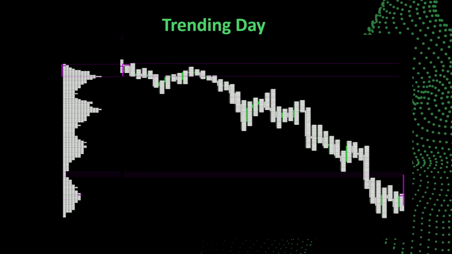Here's a quick look at a trending day on the profile. You can see up here, small initial balance, back test that initial balance, and price just moves away in one direction for that whole entire day. Also, guys, this template that I'm sharing here within the stream, I will be sharing afterwards within the Discord.